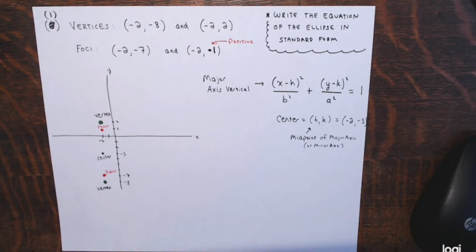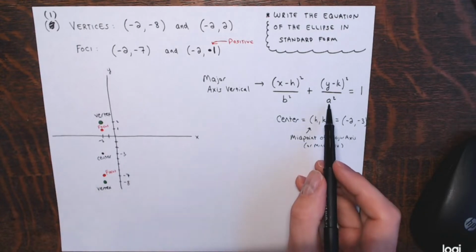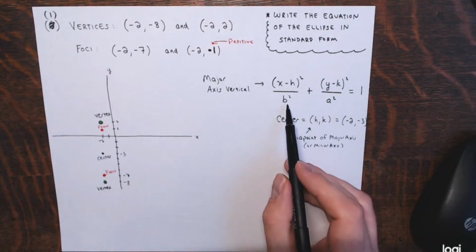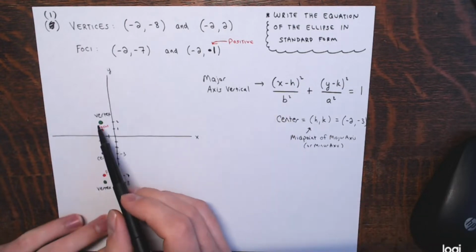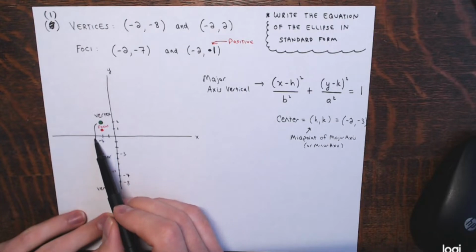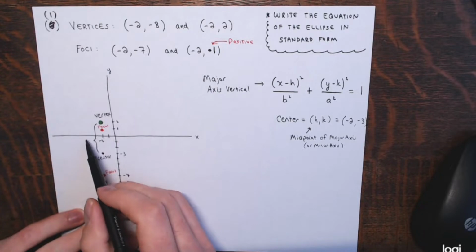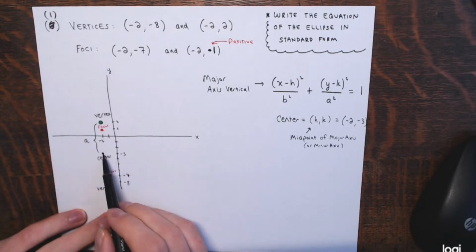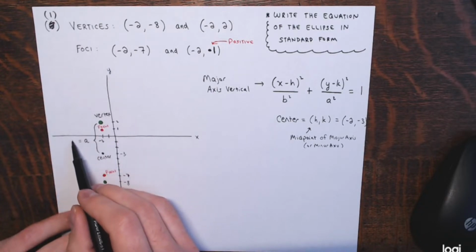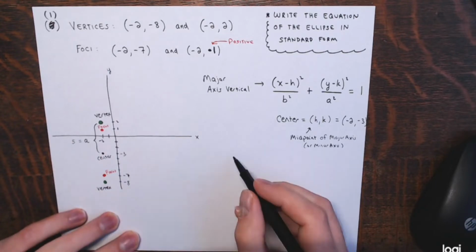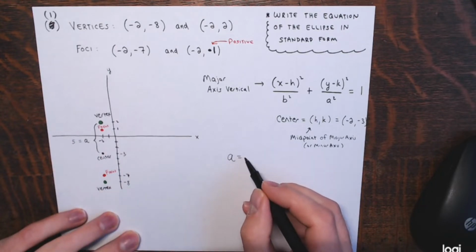All right, and now that I have the center, I can tell you the values of a, b, and c, or I want to eventually find a and b to be able to fill in this equation. So remember the distance from the center to a vertex, that's a. And that's here, 5 units. Right, that's 5 units here. So the value of a is 5.